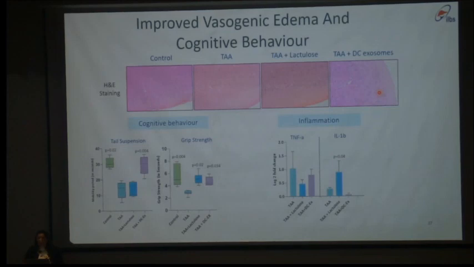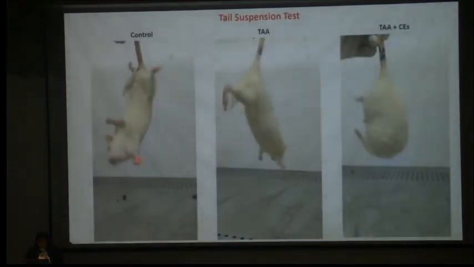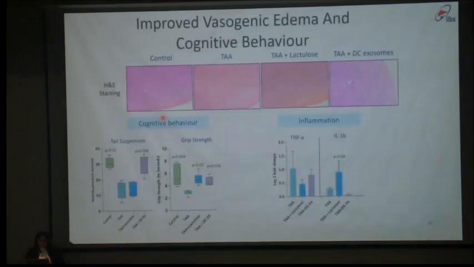When we looked at the cognitive behavior, since it was a hepatic encephalopathy or hyperammonemic model, we found that in the brain, after giving the carrot exosomes in comparison to lactulose or thioacetamide alone, there was less edema. If you notice this video of the rat tail suspension, I think I'm not able to play the video, but that's okay. We can see here that tail suspension and grip strength among the groups were improved after giving the carrot exosomes, and there was less inflammation in the brain.